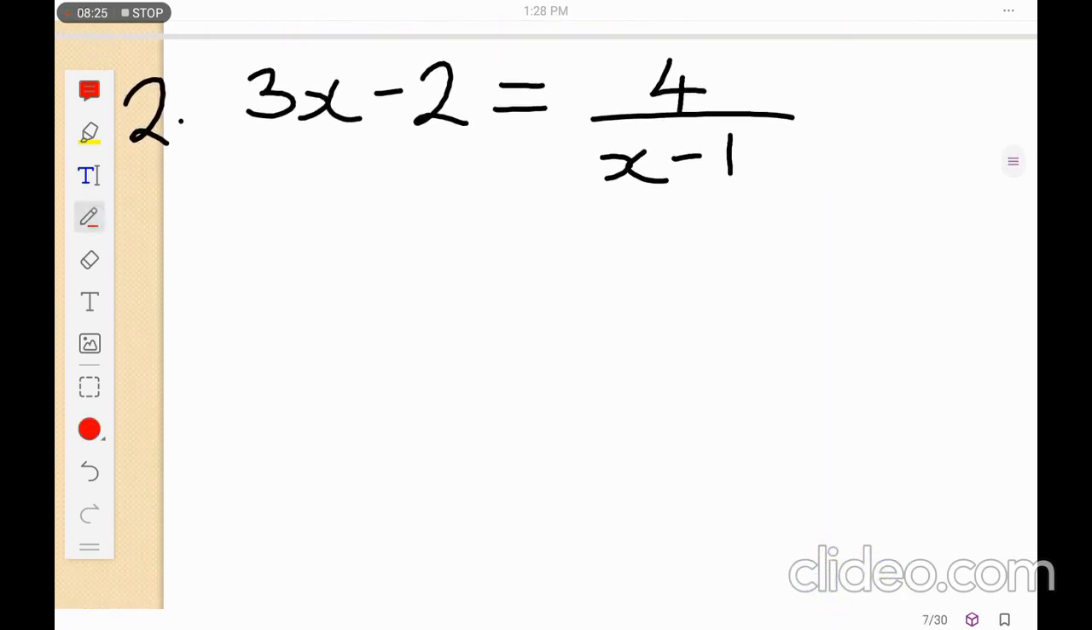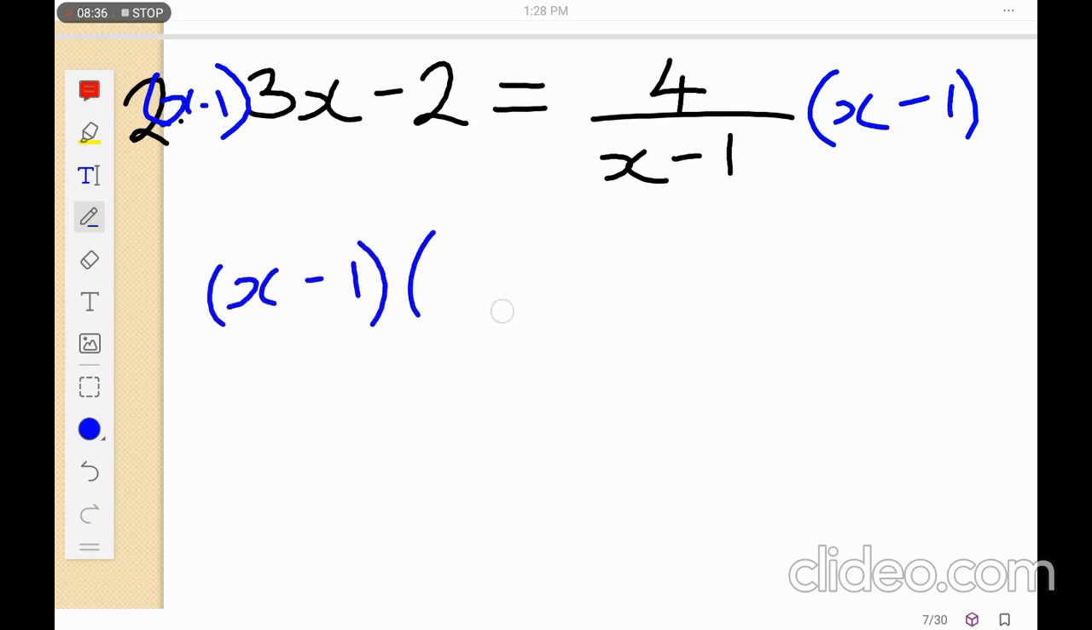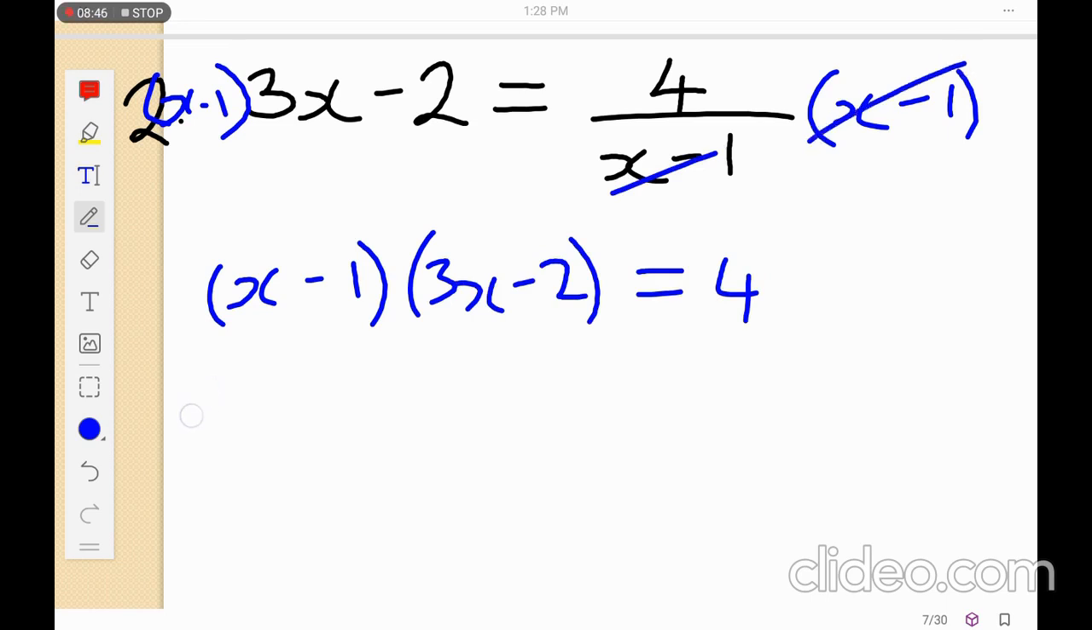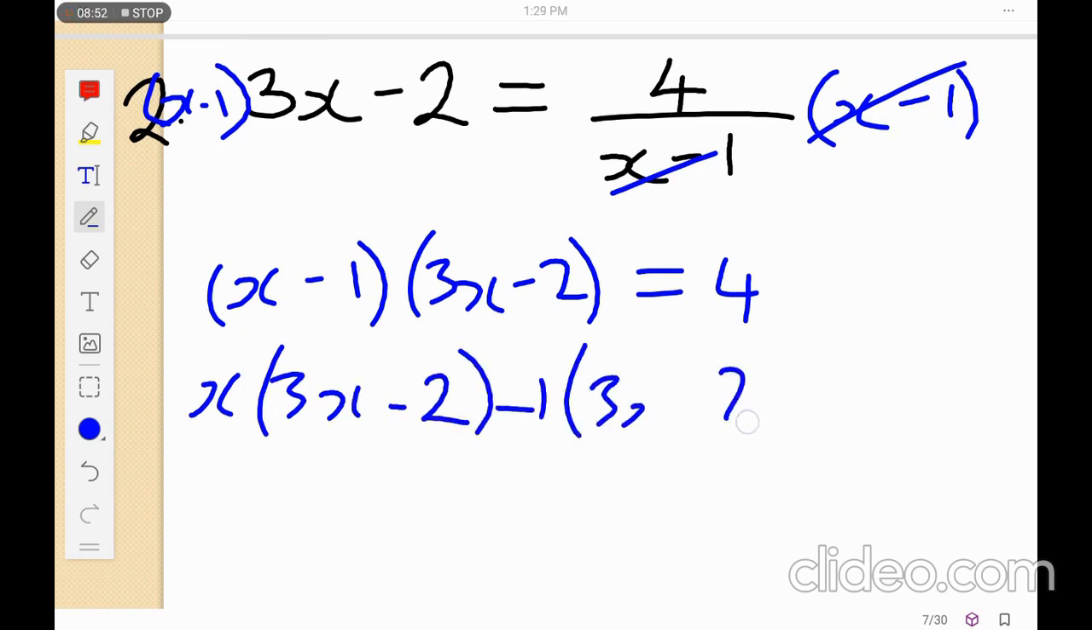So I'm going to multiply first with x minus 1 here with x minus 1 there. Okay, so I'll have x minus 1 and 3x minus 2 there is equal to 4. This side, they cancel off each other there. So I'll get x by 3x minus 2 minus 1 by 3x minus 2 is equal to 4. Let's simplify that side there.